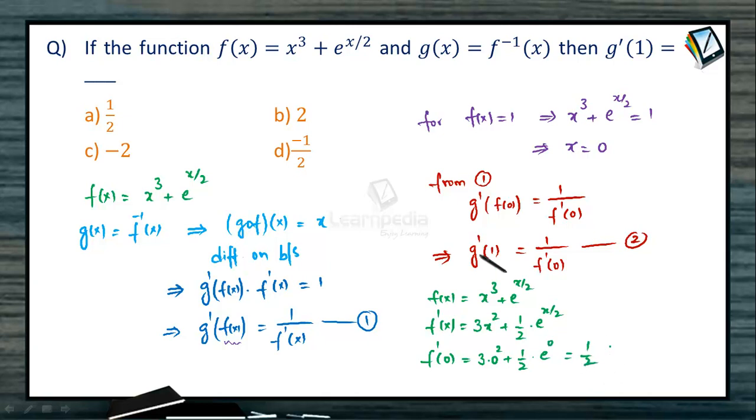Now we got f dash 0, so can we substitute in this? From equation 2 which we got, g dash 1 would be 1 by 1 by 2, or the value is 2. So what is g dash 1? The value of g dash 1 is 2, which is present at option B with us. Without finding the inverse of the function f of x, we have calculated the derivative at the point 1.